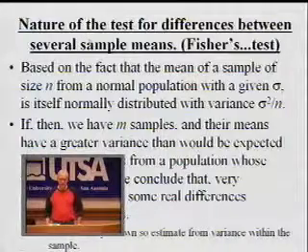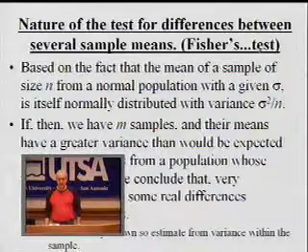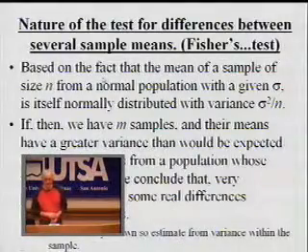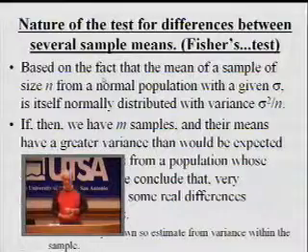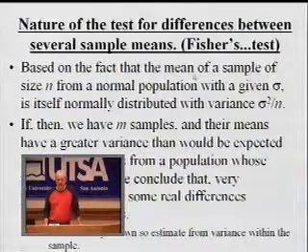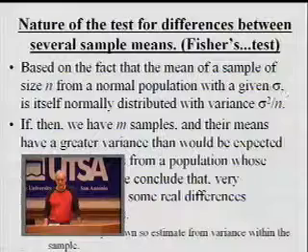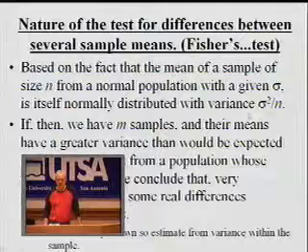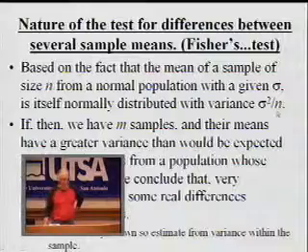So the nature of the test for differences between several sample means, the Fisher's F-test, is the one used here, not the F-test that we talked about for comparing the variances or testing for equal variances for two groups. This is designed so that it will test for equal variances for more than two groups. So it's based on the fact that the mean of a sample of size n from a normal population with a given standard deviation is itself normally distributed, with the variance divided by the n.